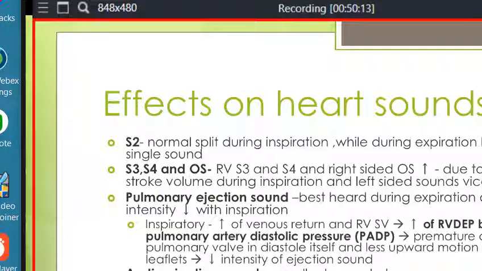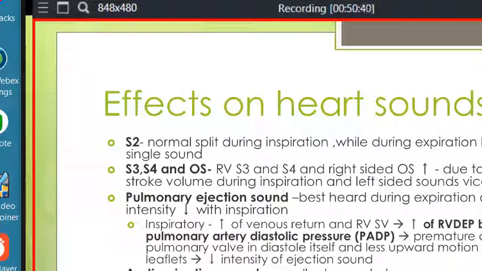The third heart sound, fourth heart sound, the opening snap, and the right ventricular third and fourth heart sounds, the right-sided opening snaps, are increased in intensity with increased RV stroke volume during inspiration. The left-sided sounds are reduced in intensity. Whereas the only right-sided ejection sound which is decreased during inspiration is the pulmonary ejection sound.